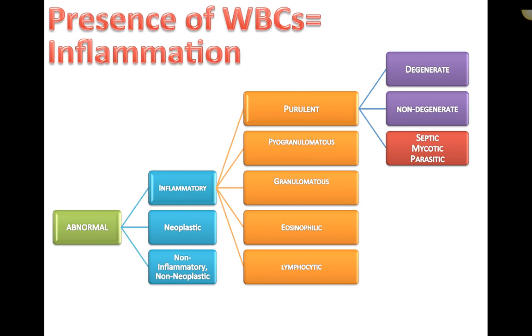So in this case, we're seeing white blood cells. We're going to call it an inflammatory or inflammation sample. And then we have to start looking at the population of inflammatory cells that we're seeing in front of us. With that population, we're going to insert that sample into one of 5 categories. Purulent refers to neutrophils. Pyogranulomatous refers to neutrophils and macrophages. Granulomatous, macrophages. Eosinophilic, thankfully, self-explanatory, eosinophils, likewise with lymphocytic.